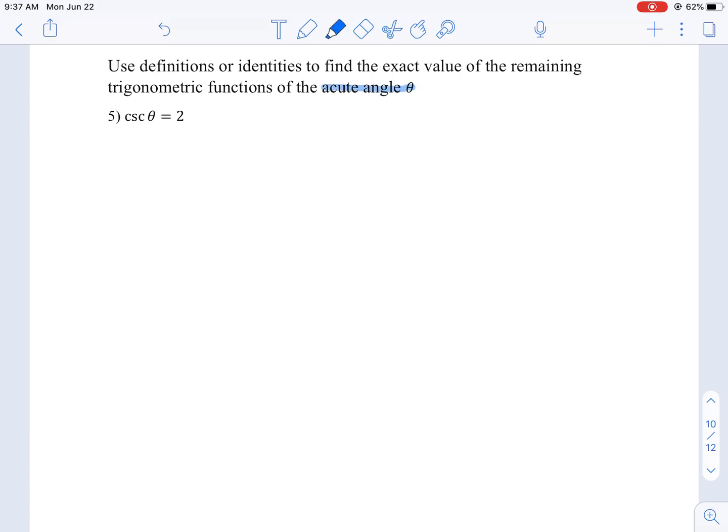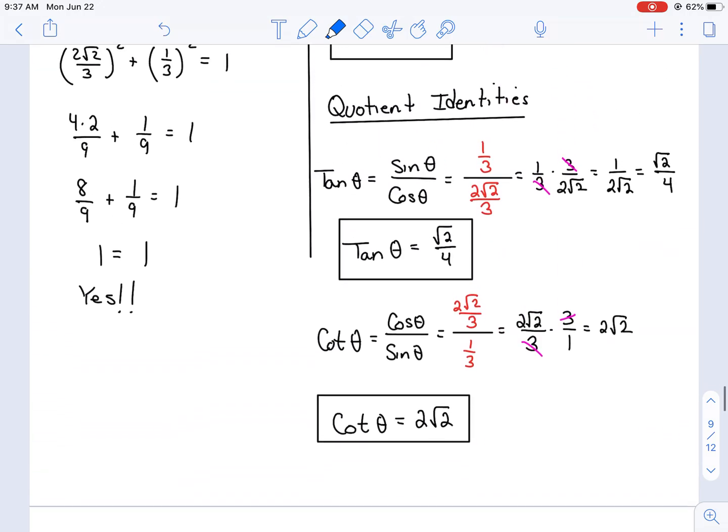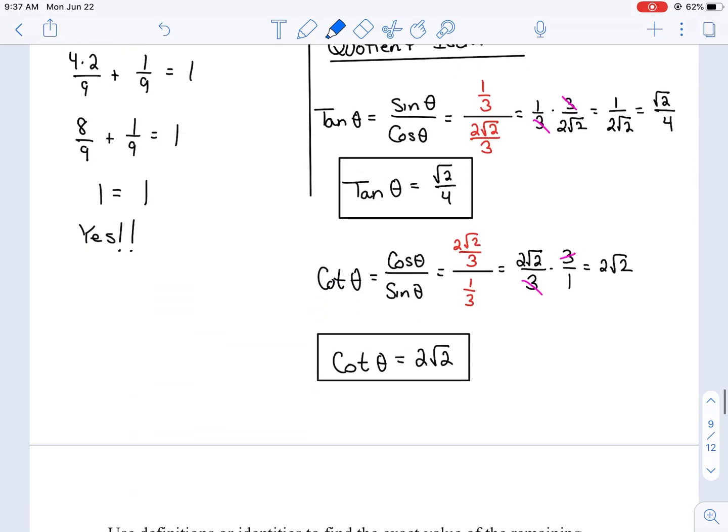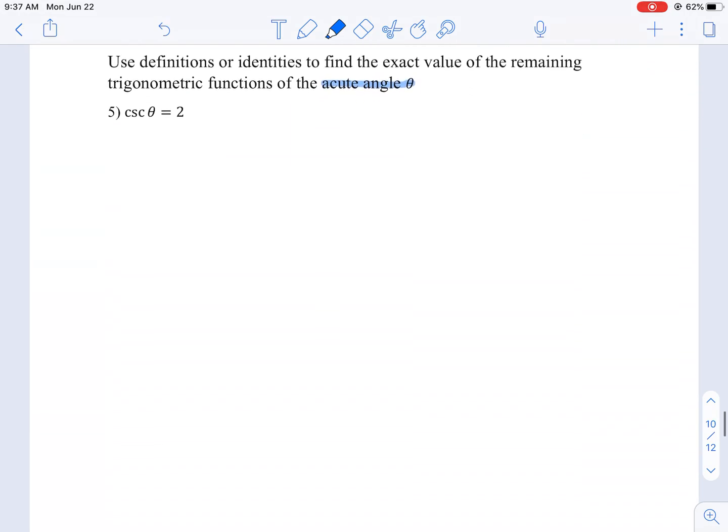Now I didn't mention this in the previous video when you were given 2 trig identities. So I'm going to mention this now. When an angle is acute, that means the angle is less than 90 degrees. So all trig functions are positive.